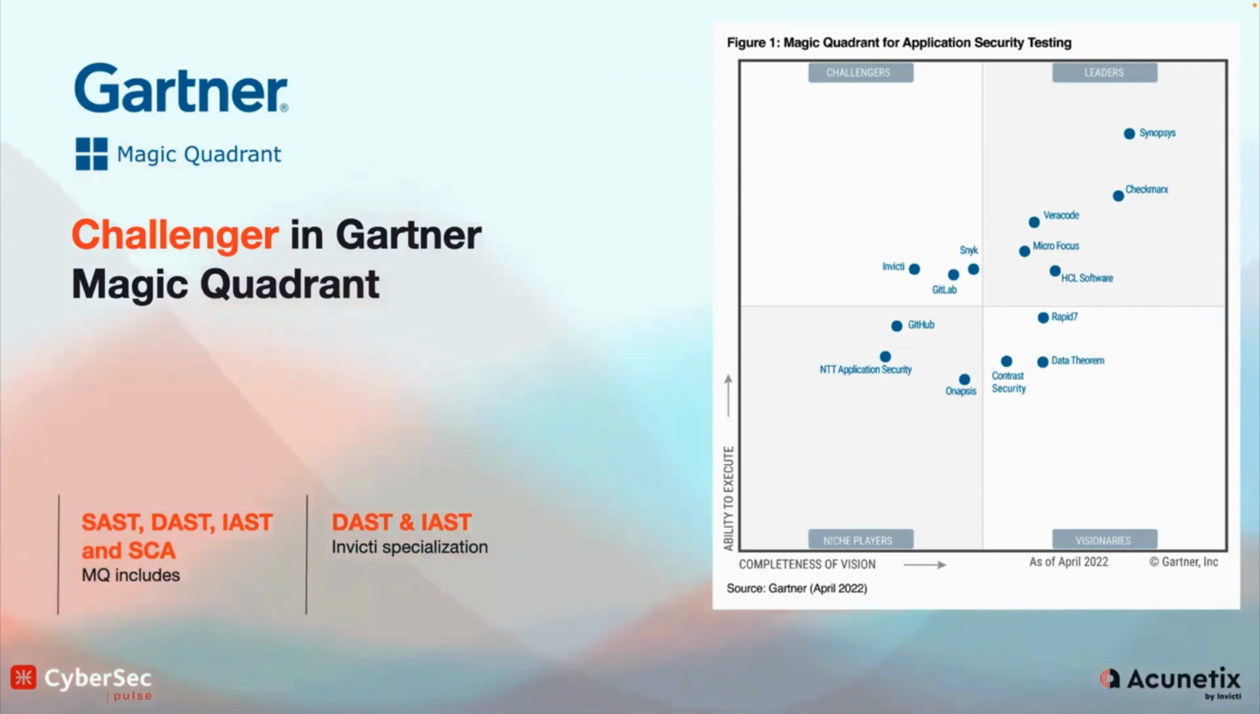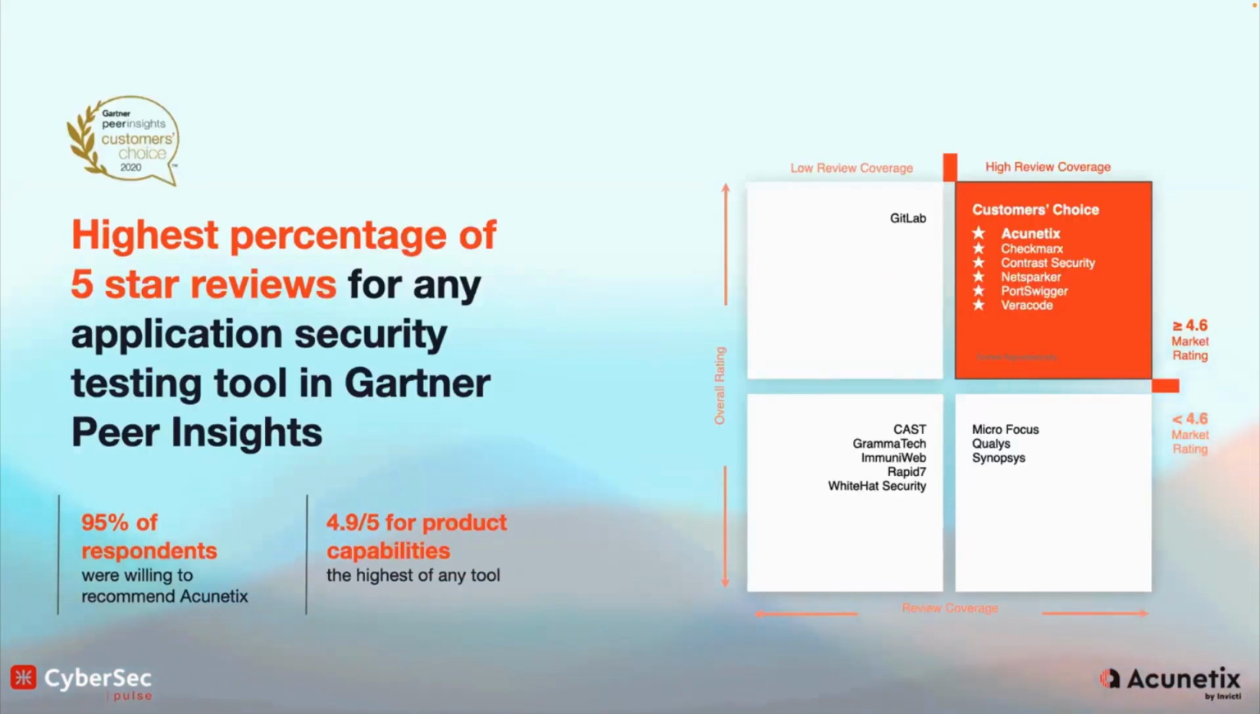So we have a recognition by market research and technology research, like Gartner. Also, we have an evaluation by the customers, users themselves. We can take a look, for example, at Gartner Peer Insights, where users, customers are sharing their feedback about the product they are using. What we see here is that 95% of total respondents who provided feedback about Acunetix are willing to recommend this product to their peers. And the evaluation of the product capabilities got 4.9 out of 5 possible stars. So they value this product as capable and are willing to recommend it to others.